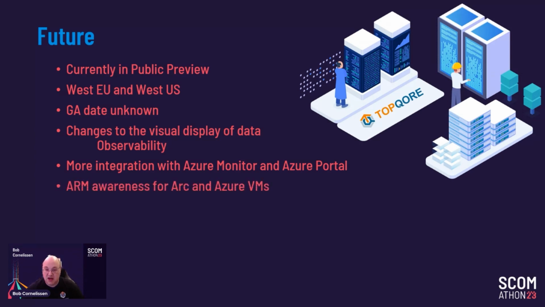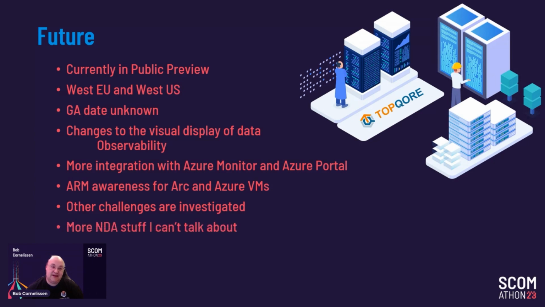One of the things coming up in a number of months will be the ARM awareness for the Arc-connected VMs or Azure VMs. That means that it's easier to connect up with that agent stuff. Other challenges are under investigation. Yes, as always, there are challenges and things that you need to solve for, not just to get things working, but also to enable all of those future opportunities, as I talked about in my keynote as well. And unfortunately, a lot of NDA stuff that I cannot talk about.